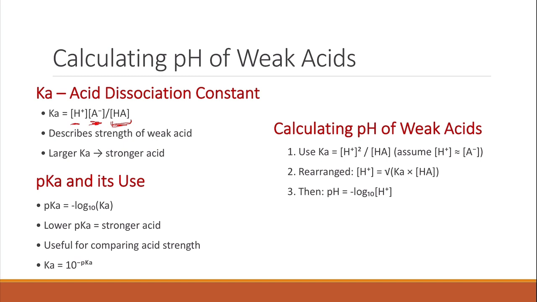So normally, if the Ka is a larger value, that means we have more of the hydrogen ions concentration, which means that the acid is a stronger acid.